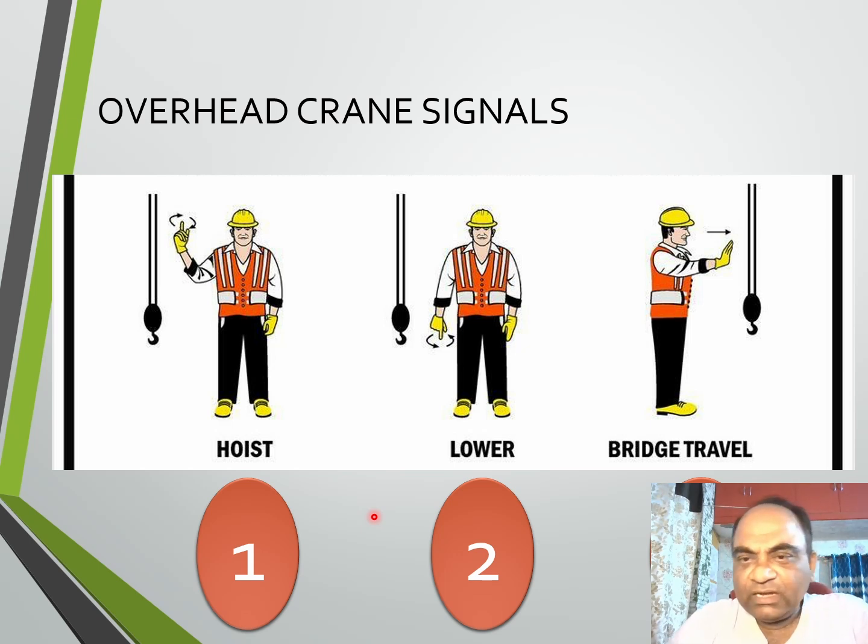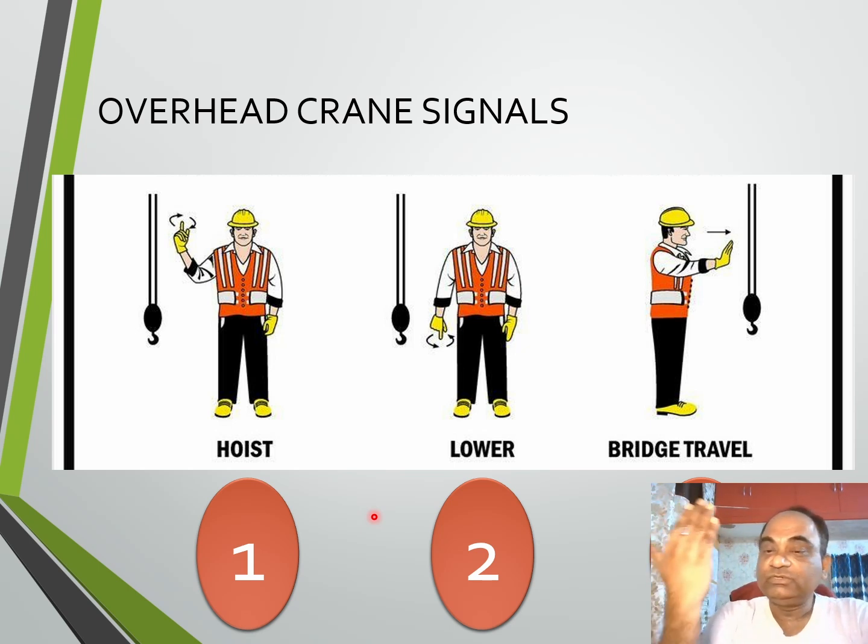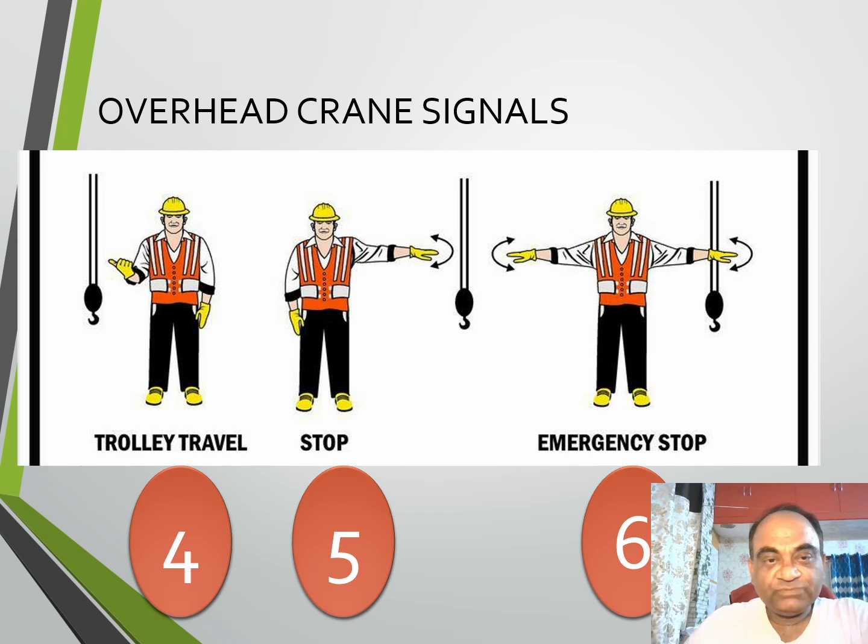Okay. And for bridge motion, that is LT, long travel, you have to signal like this: go away from me, come towards me, in this manner. Okay, let's proceed. The fourth one is trolley travel. Trolley travel means cross travel, CT.